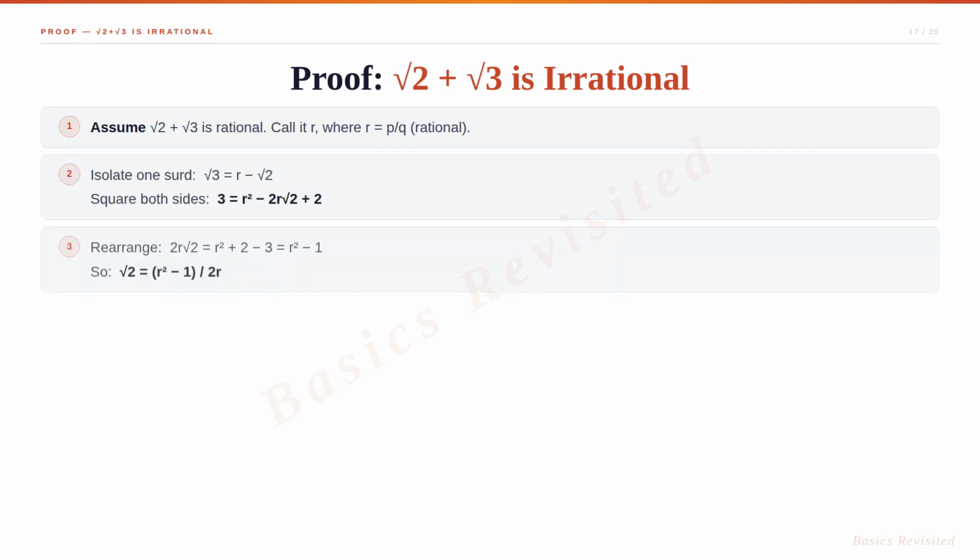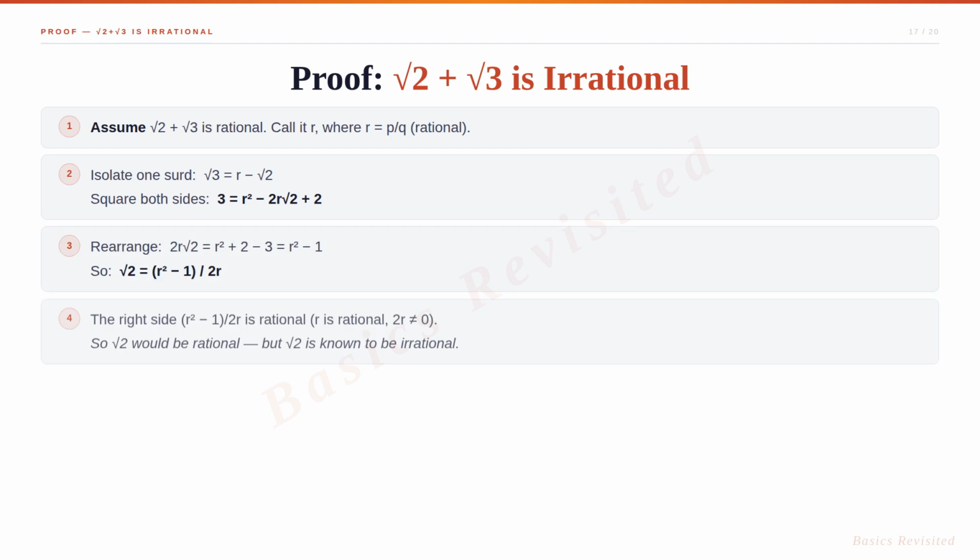Step 3. Rearrange to isolate root 2. 2R root 2 equals R squared plus 2 minus 3 equals R squared minus 1. So root 2 equals R squared minus 1 all over 2R. Step 4. The right side is R squared minus 1 over 2R. Since R is rational and 2R is not 0, this entire expression is rational, so root 2 would be rational.